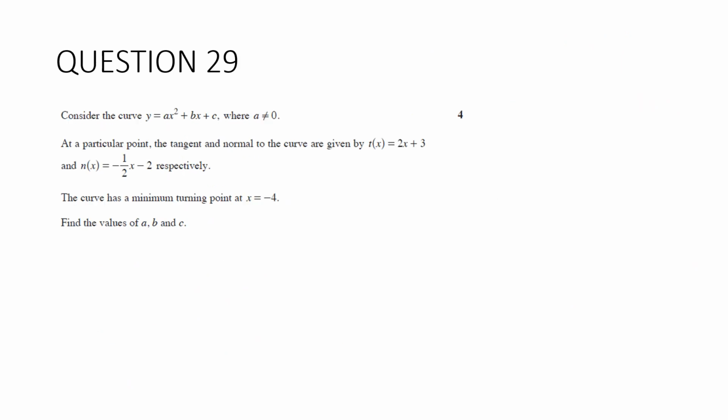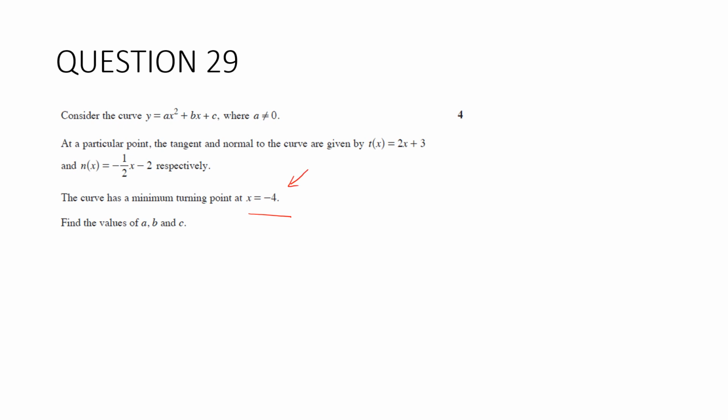Question 29. Consider the curve y equals ax squared plus bx plus c, where a is not equal to 0. At a particular point, the tangent and normal to the curve are given by t of x and n of x, respectively. The curve has a minimum turning point at x is equal to -4. Find the values of a, b, and c. All right, let's start here.